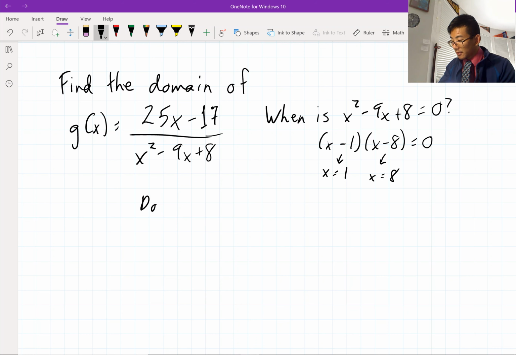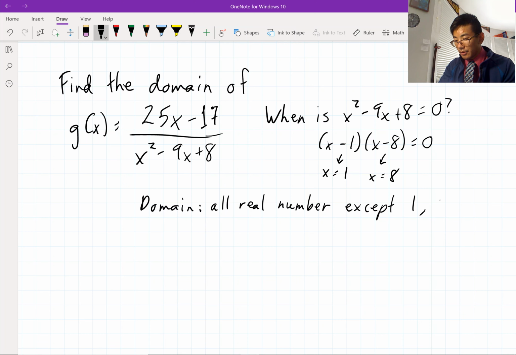So my domain can be, I can write it like so, any real number except 1 or 8. Okay, but let's think, how could I write this maybe a little bit more formally, or maybe more elegantly? Elegant might not be the best word because you might not think it's elegant, but formally at least, more mathy, more math-like. So I could use set notation here.